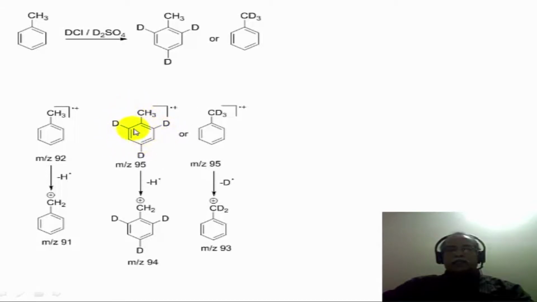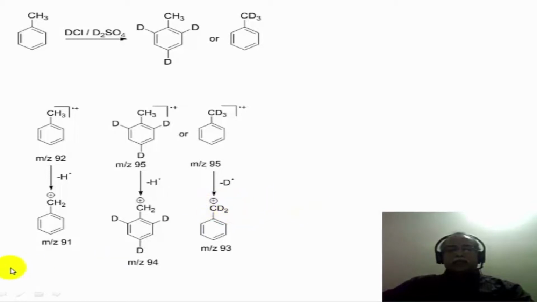This is a tri-deuterated toluene. This is also a tri-deuterated toluene. In this particular case, this can lose only a hydrogen atom to give the tri-substituted benzyl cation with the m/z value of 94, whereas this particular molecule with the CD3 would lose a deuterium to give 1 mass unit lower. In other words, this is a benzyl cation with the CD2 unit present in the system.